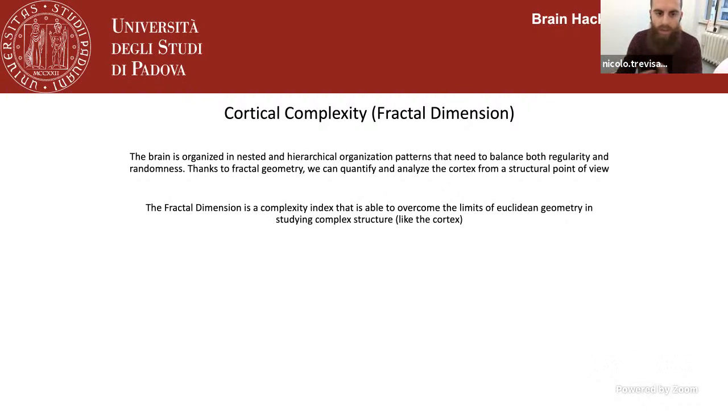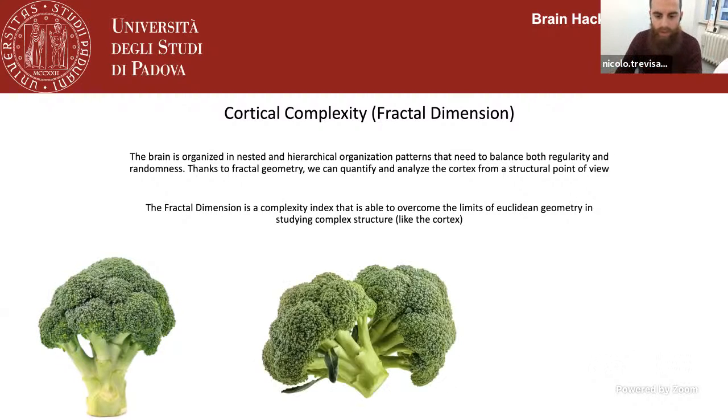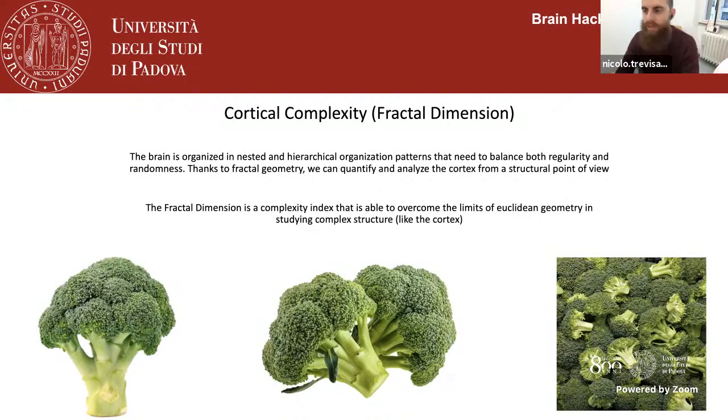The idea behind cortical complexity is that the brain has a fractal dimension, a fractal geometry, kind of like a broccoli. You can cut a broccoli down and it still has the same shape, even if you cut it more than one time. In the brain, instead of cutting, we zoom in, and we can still find the same shape. How many times we can zoom in to find the shape is the fractal dimension. This is explained very briefly for the sake of time. So this is what we analyzed.